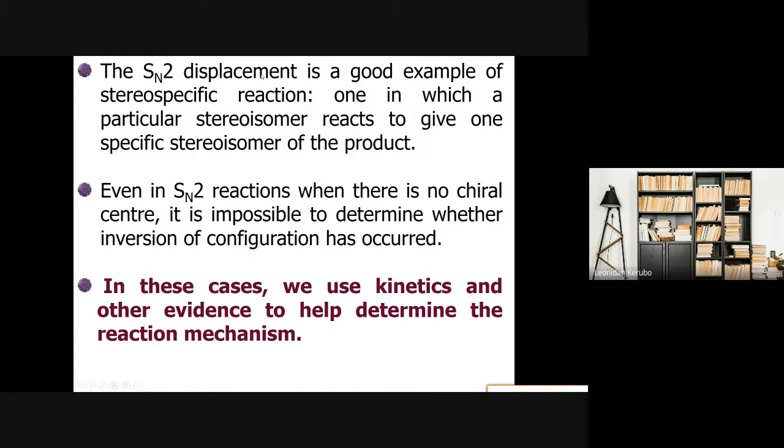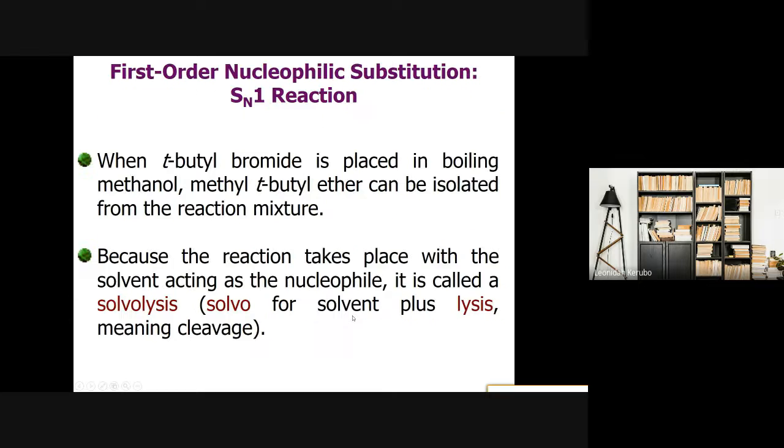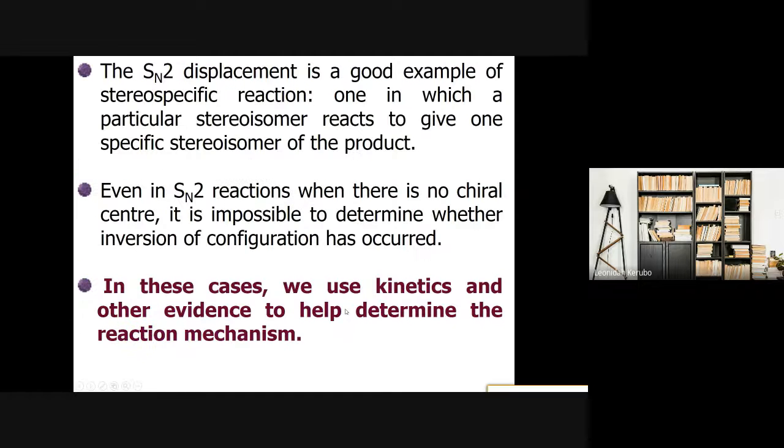So the SN2 displacement is a good example of a stereospecific reaction, one in which a particular stereoisomer reacts to give one specific stereoisomer of the product. Even in SN2 reactions, when there is no chiral center, it's possible to determine whether inversion of configuration has occurred. In these cases, we use kinetics and other evidence to help determine the reaction mechanism. So that is all about SN2 reactions.